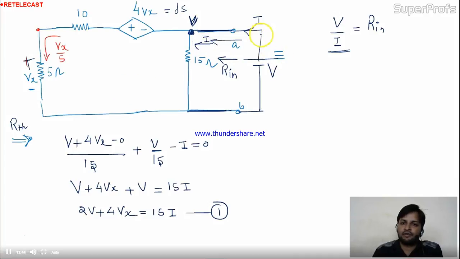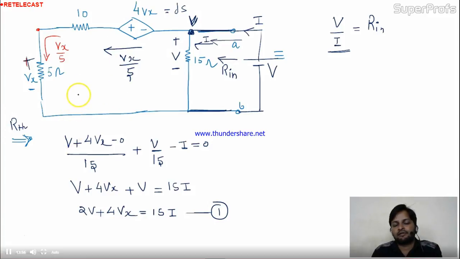This voltage is entirely here. This is the voltage over here. In this branch, the current is Vx by 5. Is it clear to you people? Please observe this carefully. So, can I say this? I think this is already done by this. This is the same relation we'll get.